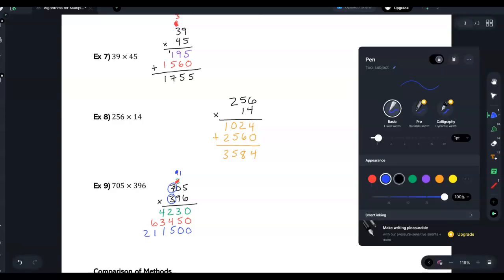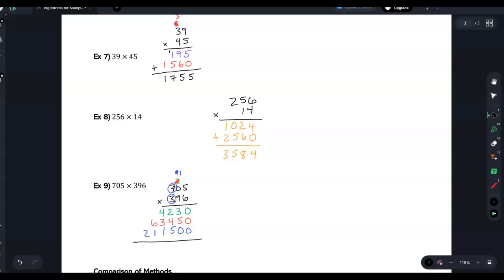And then finally, I'm just going to add all of this up. So starting with my ones place, 0 plus 0 plus 0 would just be 0. 3 plus 5 plus 0 in my tens place is 8. 2 plus 4 plus 5 is 11. So I'm going to regroup a 1 there. And then 4 plus 3 plus 1 plus the regrouped 1 is going to give me 9. 6 plus 1 is 7. And then just a 2 in that last spot. So this is 279,180.